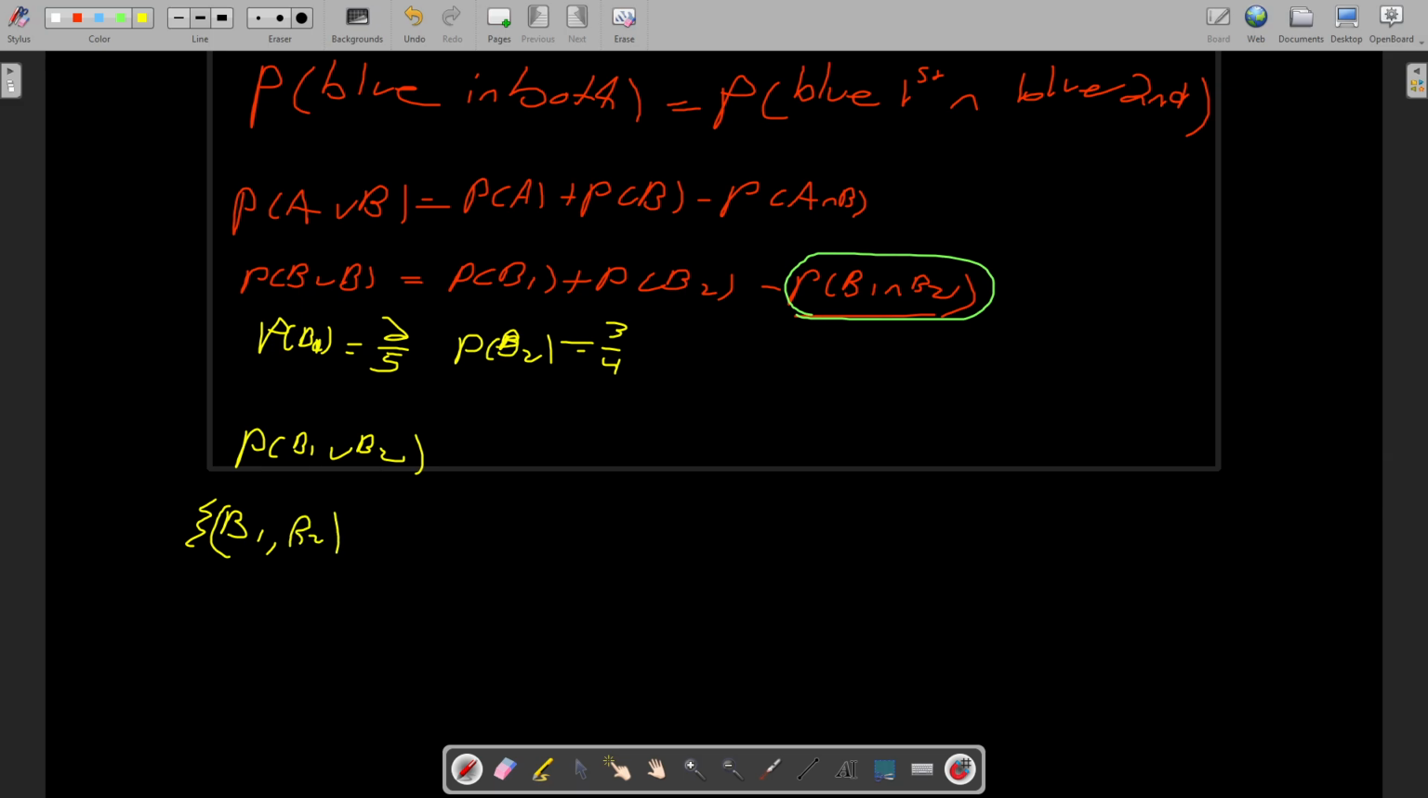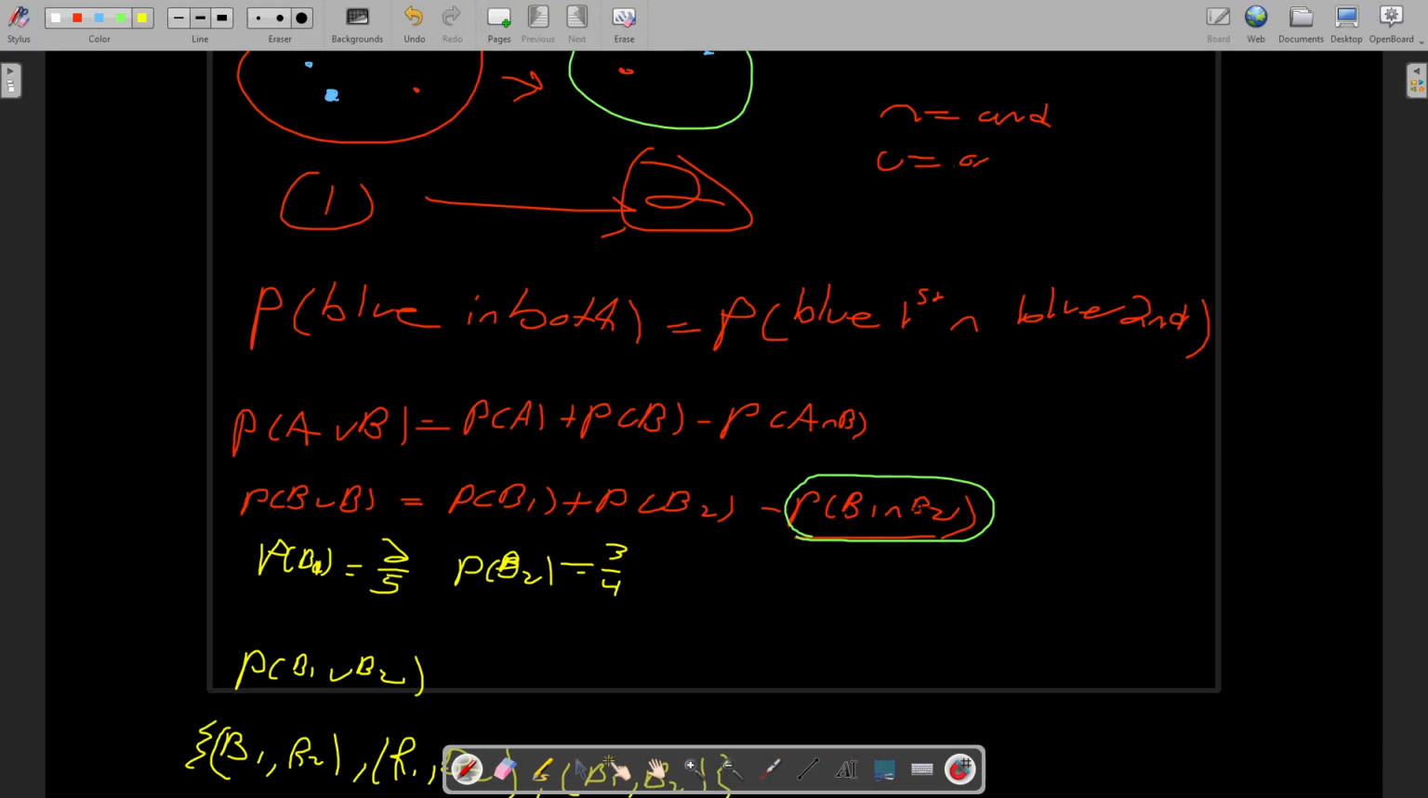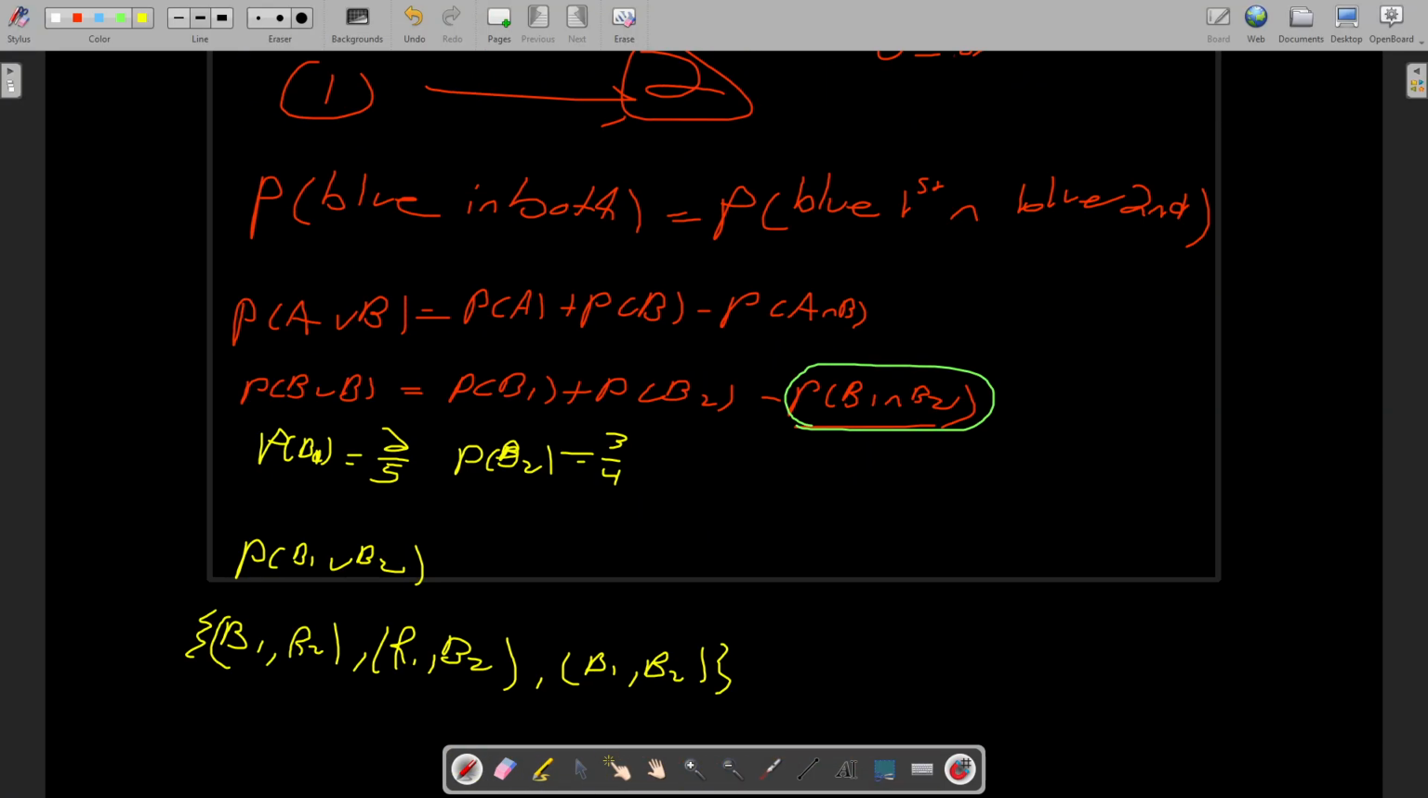Well, that's still an OR, right? Now let's say you draw a red from the first one, you draw a blue from the second one. That still fits in this, right? Because you still have the B2, one of them's blue. And then you have the B1, and you draw a blue from the second one. Now, this is kind of the second method I would do, because it requires actually calculating the and first.